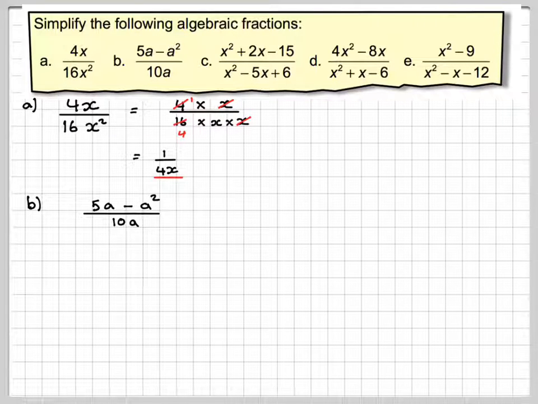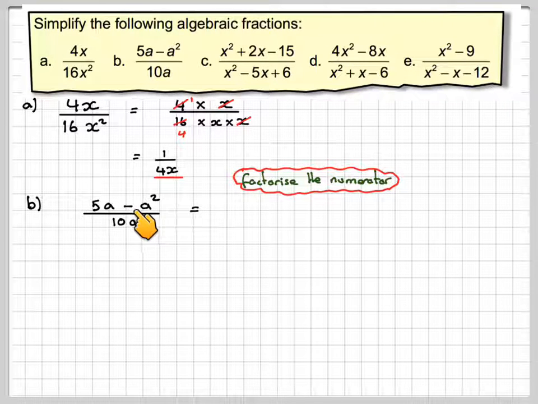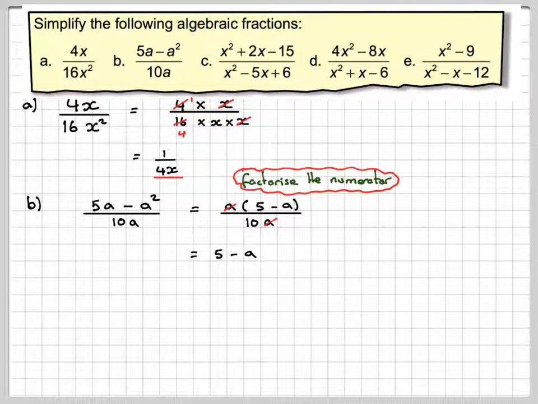Right, the next one, we've got 5a minus a squared over 10a. Now with this type here, we need to factorise the numerator first. So what is the common factor in the numerator? We can see we've got a here and an a squared, so a is the common factor. And we're left with a 5 minus a. You can always check by multiplying back into the bracket to see you get back to that. That's over 10a. And then we can see that the a's will cancel out, and we're left with 5 minus a in the numerator divided by 10.